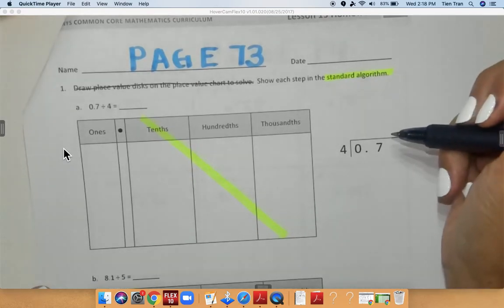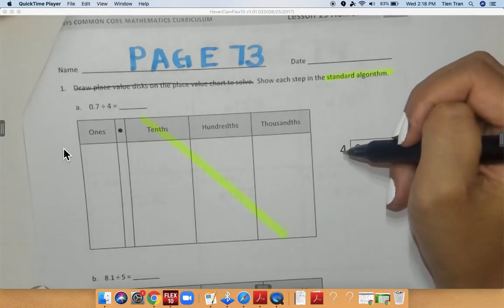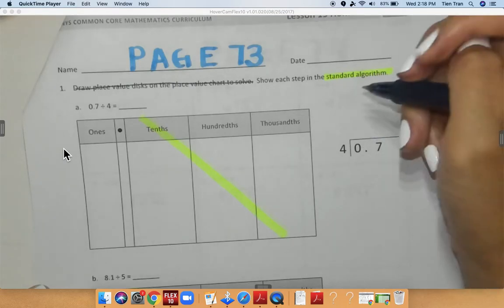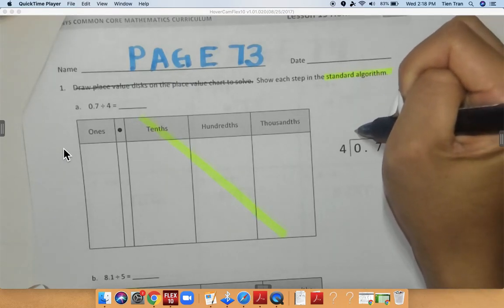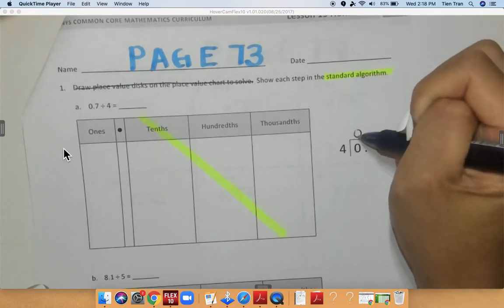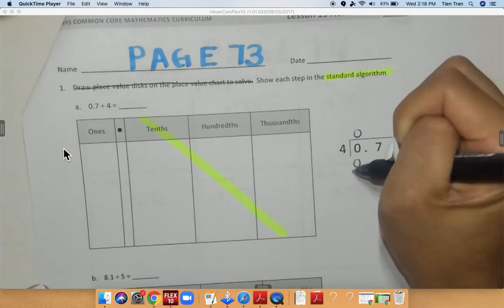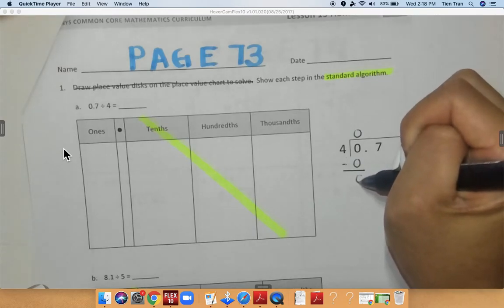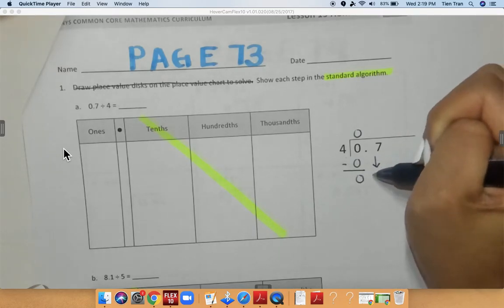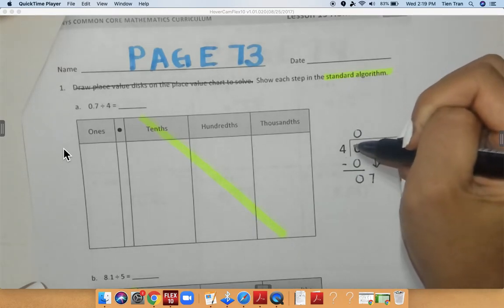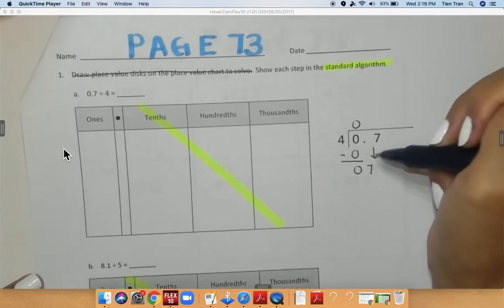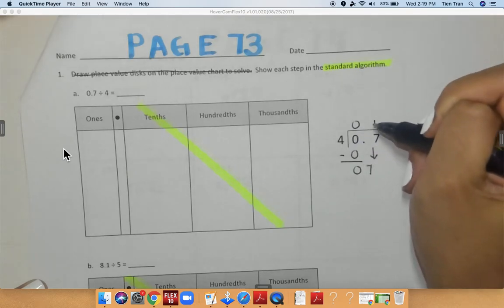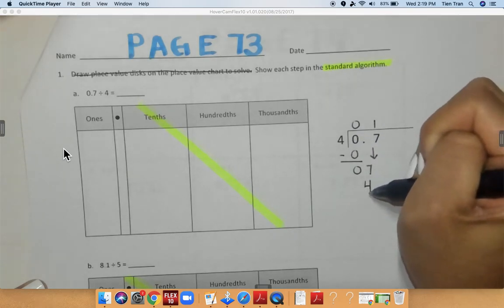So the first question we have here is how many times can 4 go into 0? That's going to be 0 times, because 4 cannot go into 0. 4 times 0 is equal to 0, and then I'm going to subtract. 0 minus 0 is equal to 0. Then I'm going to bring down my 7. How many times can 4 go into 7? 4 can go into 7 one time, because 4 times 1 is equal to 4.